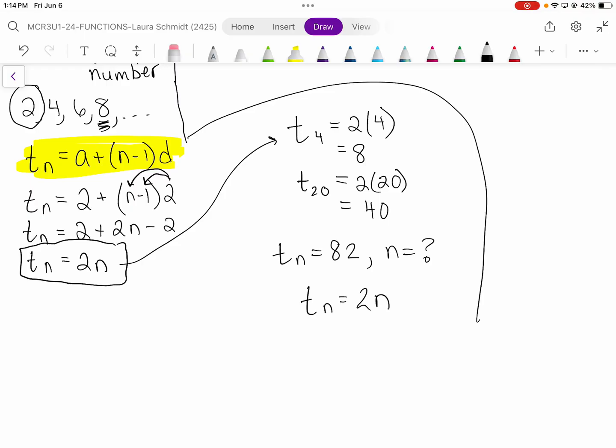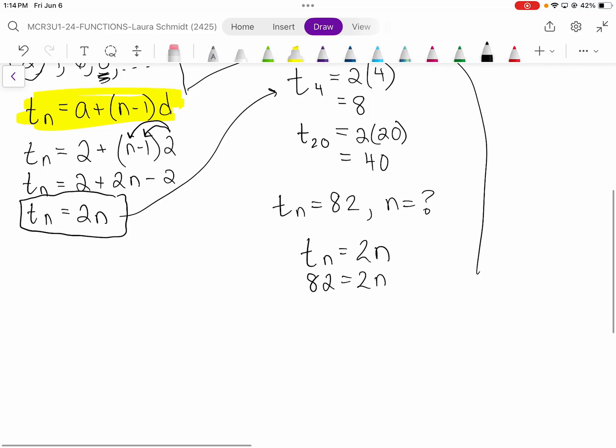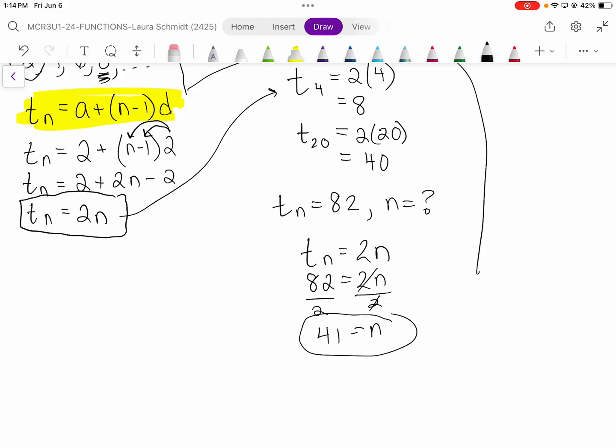I know this is really easy formula, but anyways, Tn equals 2n. So we know Tn is 82, and we're just trying to solve for n. So we're going to do just what Nicole said and divide by 2. So n equals 41. Cool. So term 41 would be 82. All right, cool. That's pretty much it.